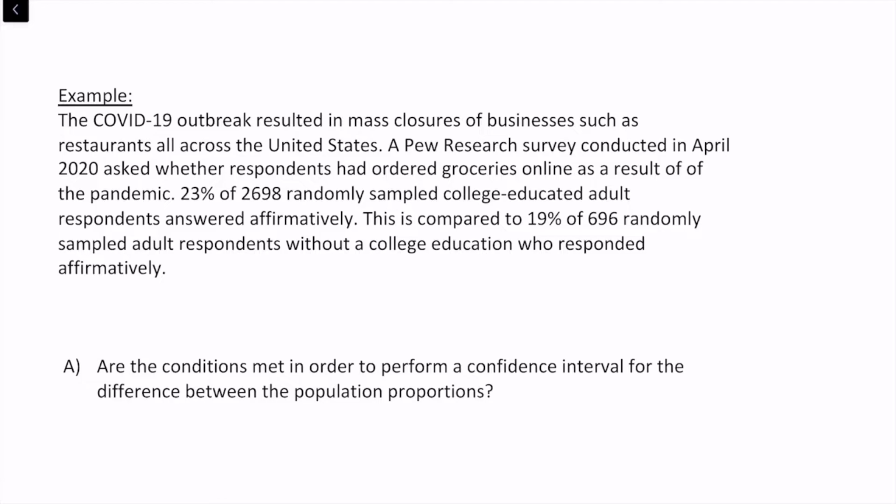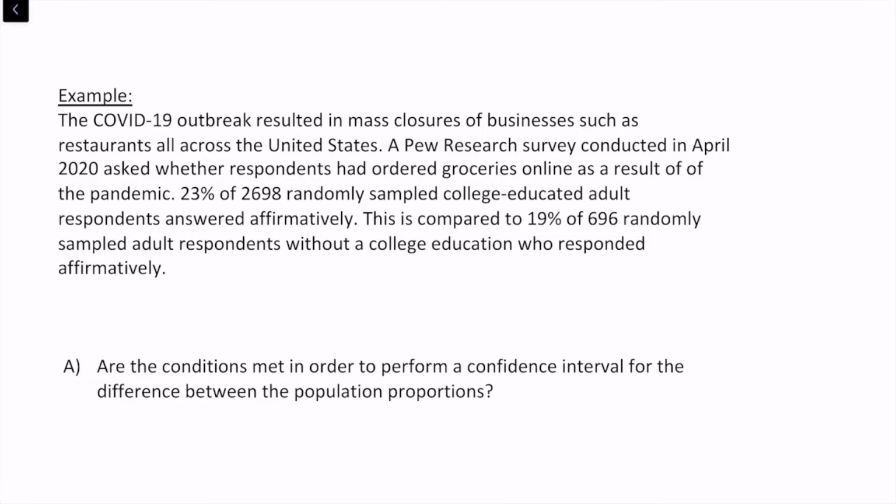For example, the COVID-19 outbreak resulted in mass closure of businesses such as restaurants all across the U.S. A Pew Research survey conducted in April 2020 asked whether respondents had ordered groceries online as a result of the pandemic. 23% of 2,698 randomly sampled college-educated adult respondents answered affirmatively, so they did order groceries online. This is compared to 19% of 696 randomly sampled adult respondents without a college education who responded affirmatively.